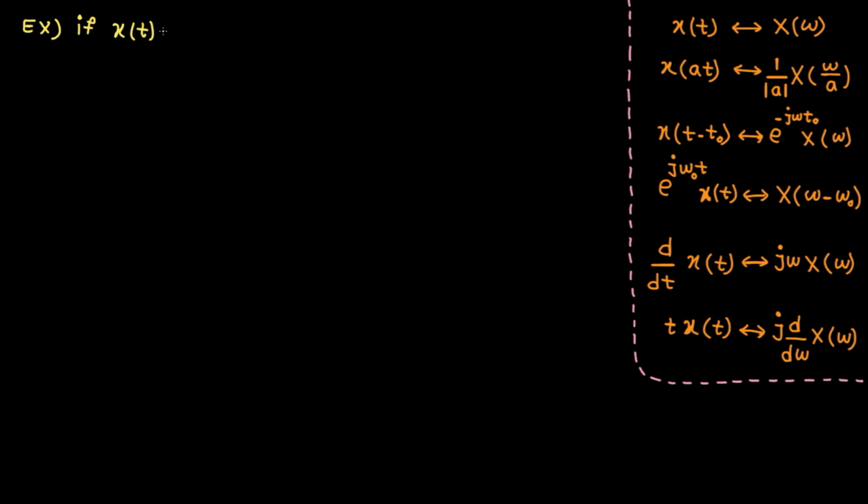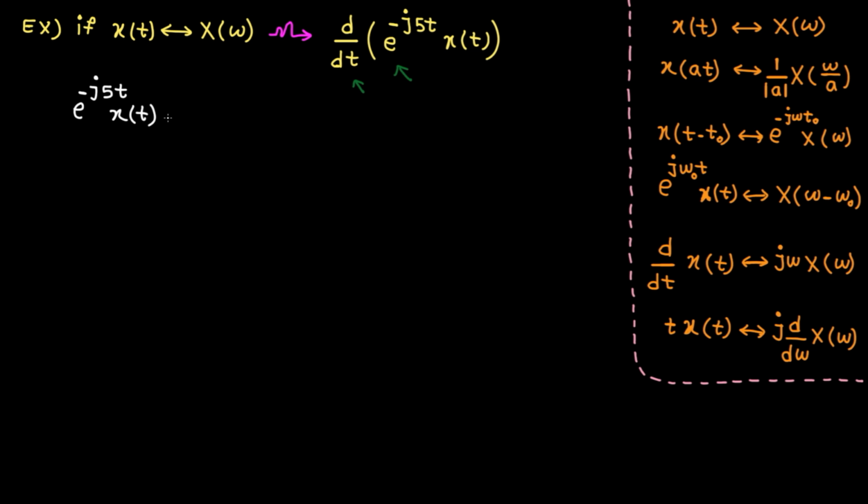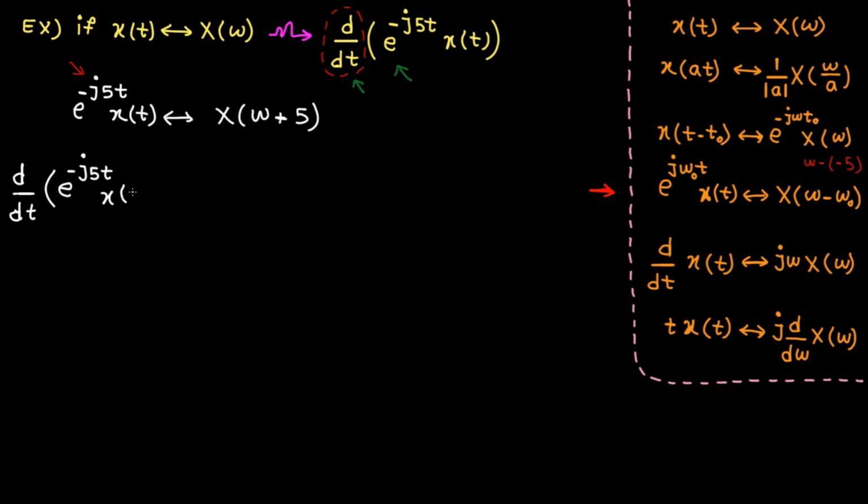Example. If Fourier transform of x(t) is X(omega), what is the Fourier transform of this signal? This is super easy. First multiply x(t) by this complex exponential and use the frequency shifting property. Then apply derivative and use the time differentiation property. That's it. First, let's multiply x(t) by the complex exponential and use this property where omega naught is minus 5. So you just need to replace omega by omega minus 5, which is omega plus 5. Then apply derivative in the time domain and use this property. So you just need to multiply the frequency spectrum by j omega.